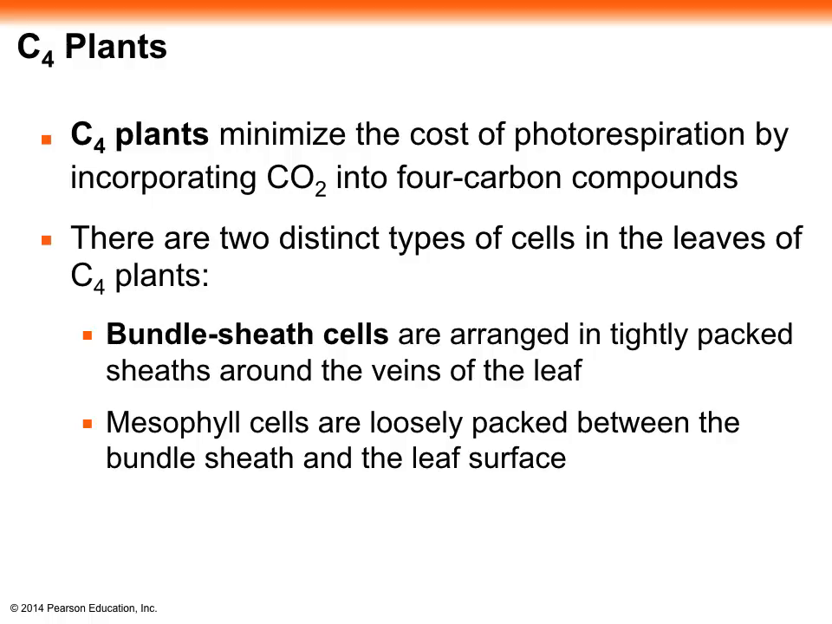There are also plants called C4 plants. These aren't as common as C3 plants, but they also exist. These plants minimize the cost of photorespiration by incorporating CO2 into 4-carbon compounds. There are 2 distinct types of cells in the leaves of C4 plants, the bundle sheath cells and the mesophyll cells.